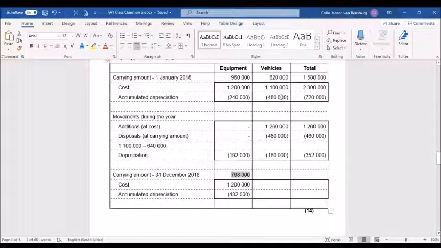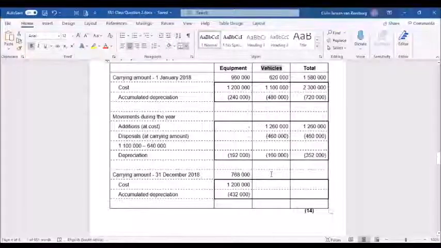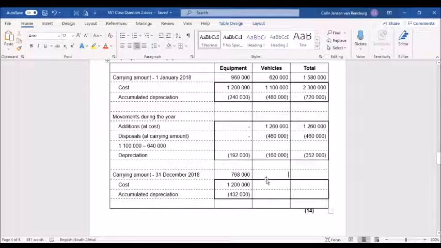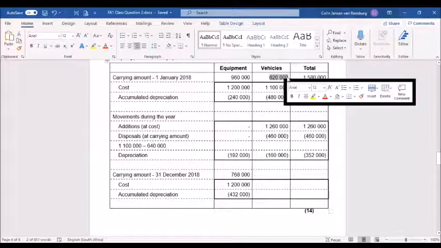Okay, so now let's go to our next category of property, plant and equipment, being the vehicles. Let's have a look at what movement. First of all, let's just have a look at the movement on the carrying amount, right? And then we use the other method to go and double check whether we haven't made a mistake, right? So, ladies and gents, the carrying amount at the beginning of the year was 620,000.